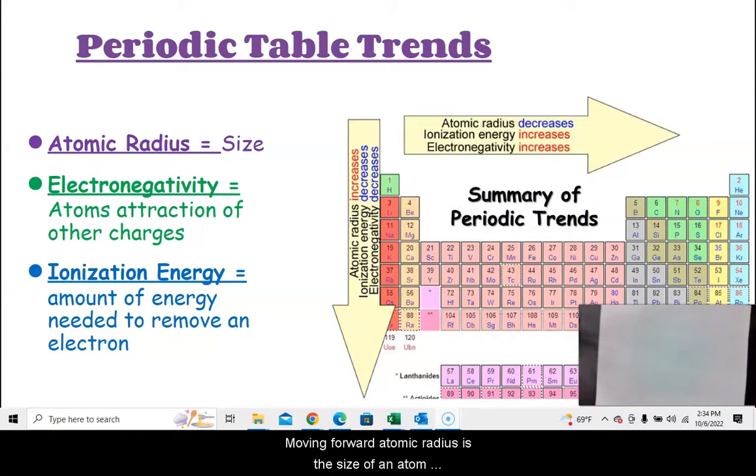Atomic radius is the size of an atom. Electronegativity is the atom's attraction to other charges, and ionization energy is the amount of energy needed to remove an electron. Please listen to me. I understand that there's an arrow that has the word decreases on it. I'm going to show you the arrows that are increasing, so you do not have to remember to write the word decreases and get things wrong.